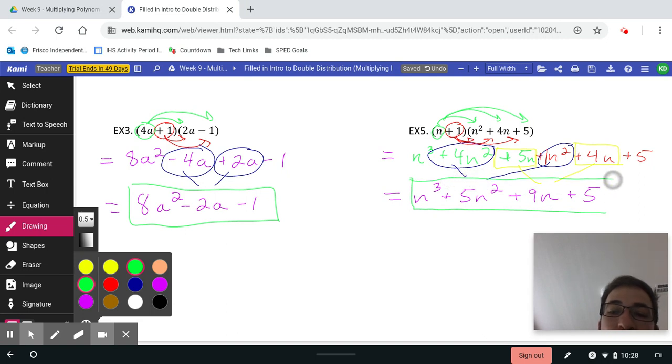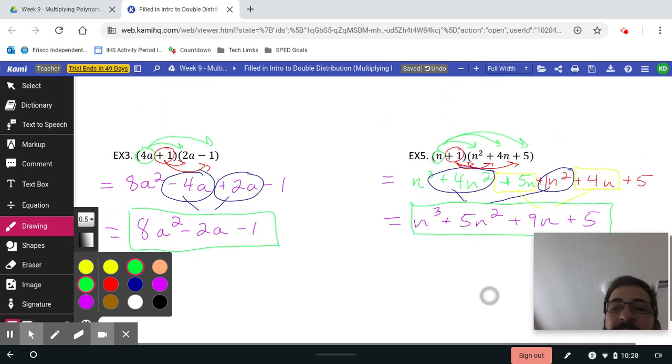And there you have it. So we ended up with one extra term. We ended up with this n cubed term that we hadn't had before because of the extra term in our polynomial. All right, y'all. So that is double distribution.